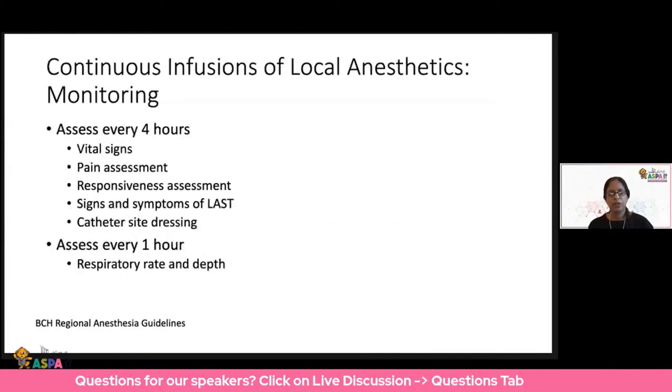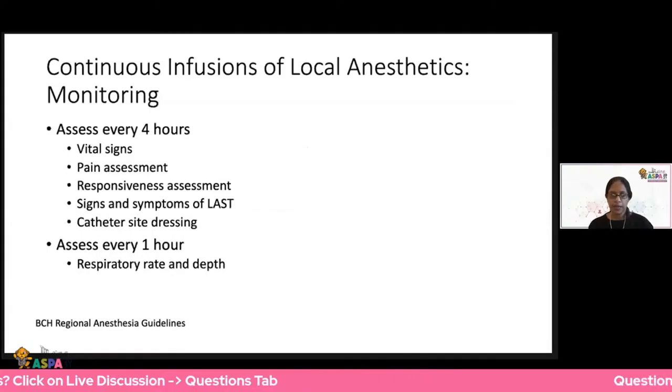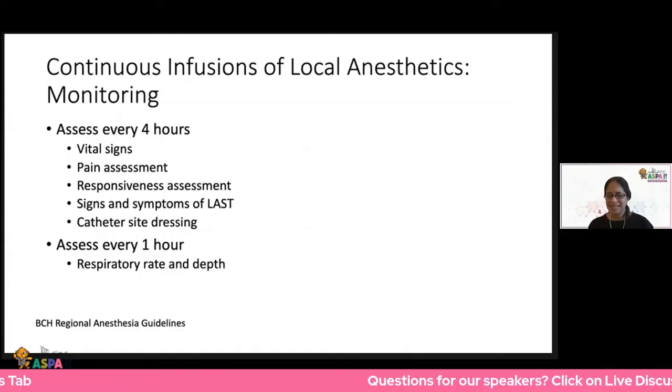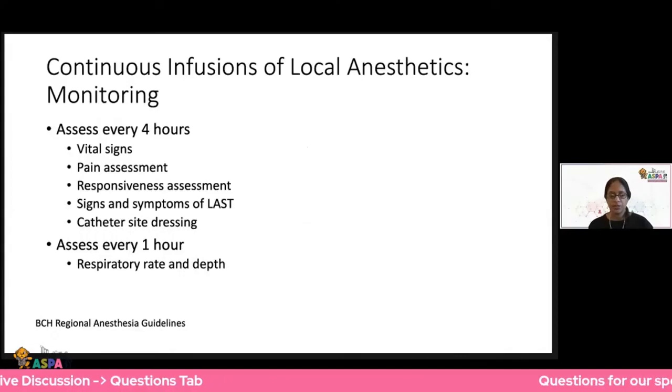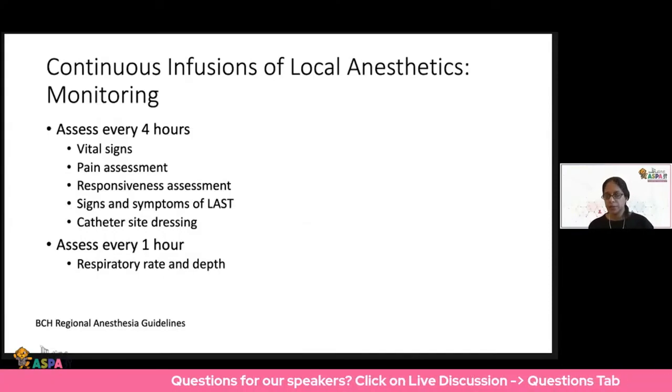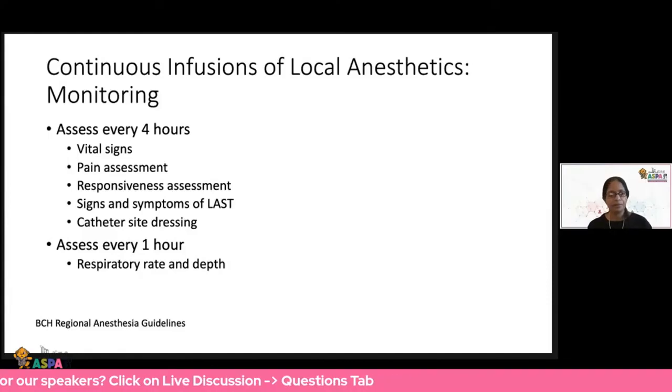Monitoring of patients with local anesthetic infusions. If you have a continuous infusion of local anesthetic, you're assessed every 4 hours with vital signs, pain assessment, responsiveness, and then you're assessed for signs and symptoms of local anesthetic toxicity. Your catheter dressing site is also assessed every 4 hours. Every hour, we like to assess the respiratory rate and depth of respiration. This is especially important with epidurals that may have opiate in them.